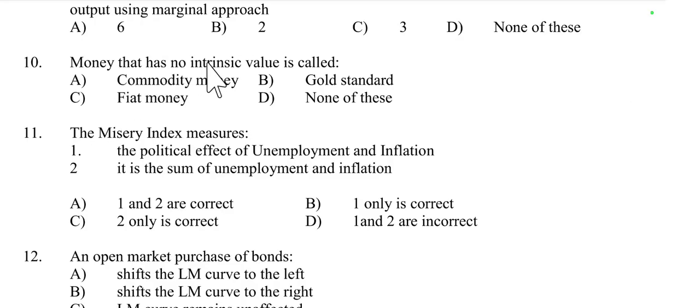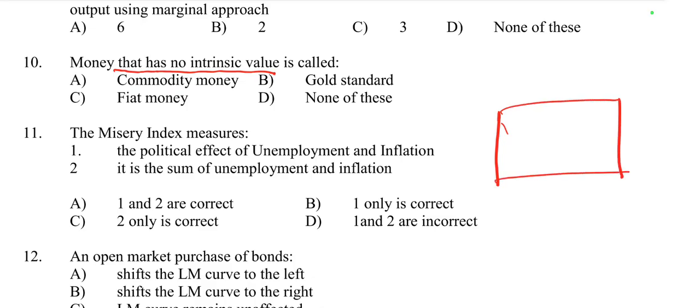Then question number 10. Money that has no intrinsic value is called commodity money, gold standard, fiat money, or none of these. So here the question asks about money that has no intrinsic value. Intrinsic value means, here there are two types of value in money. One is face value, and one is intrinsic value. Face value means what is written on the paper. Suppose it is written 2000.